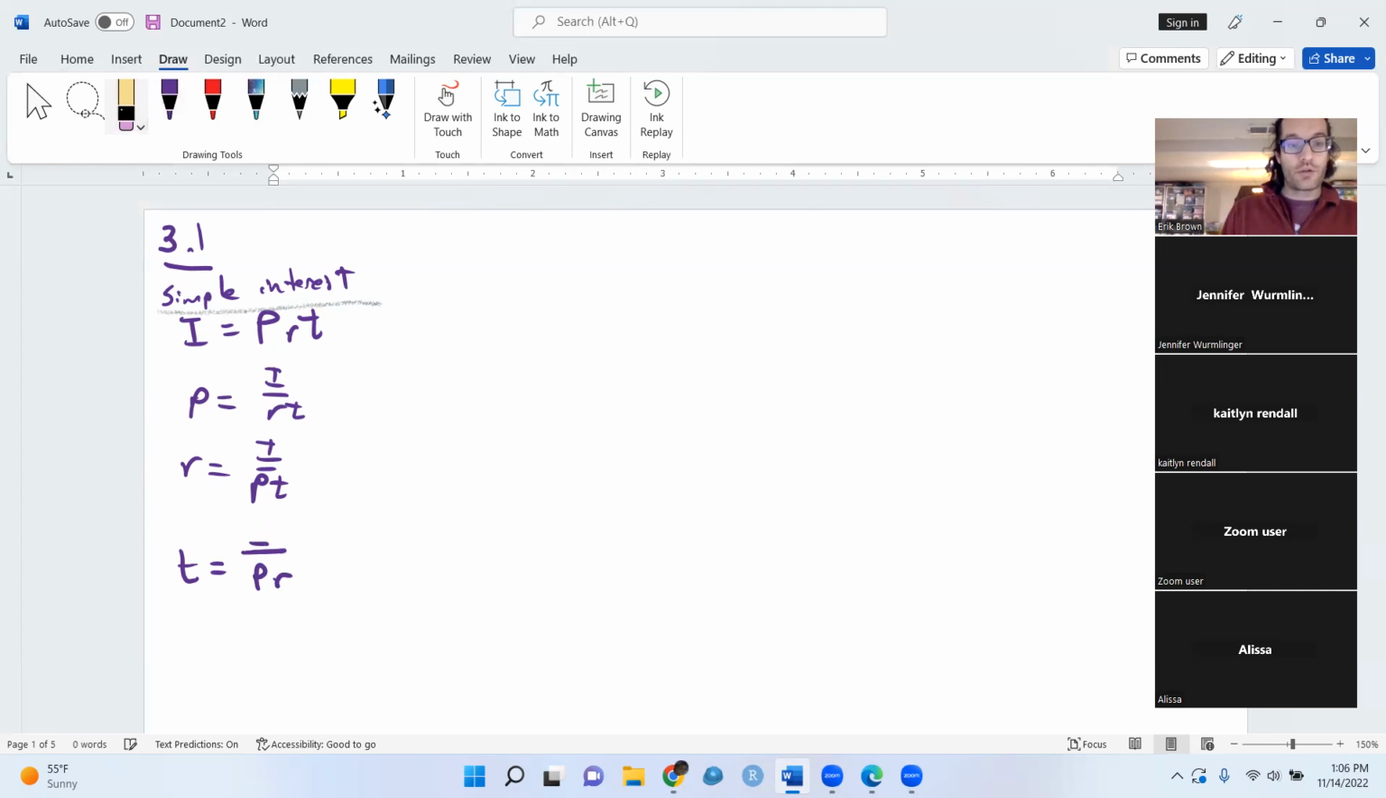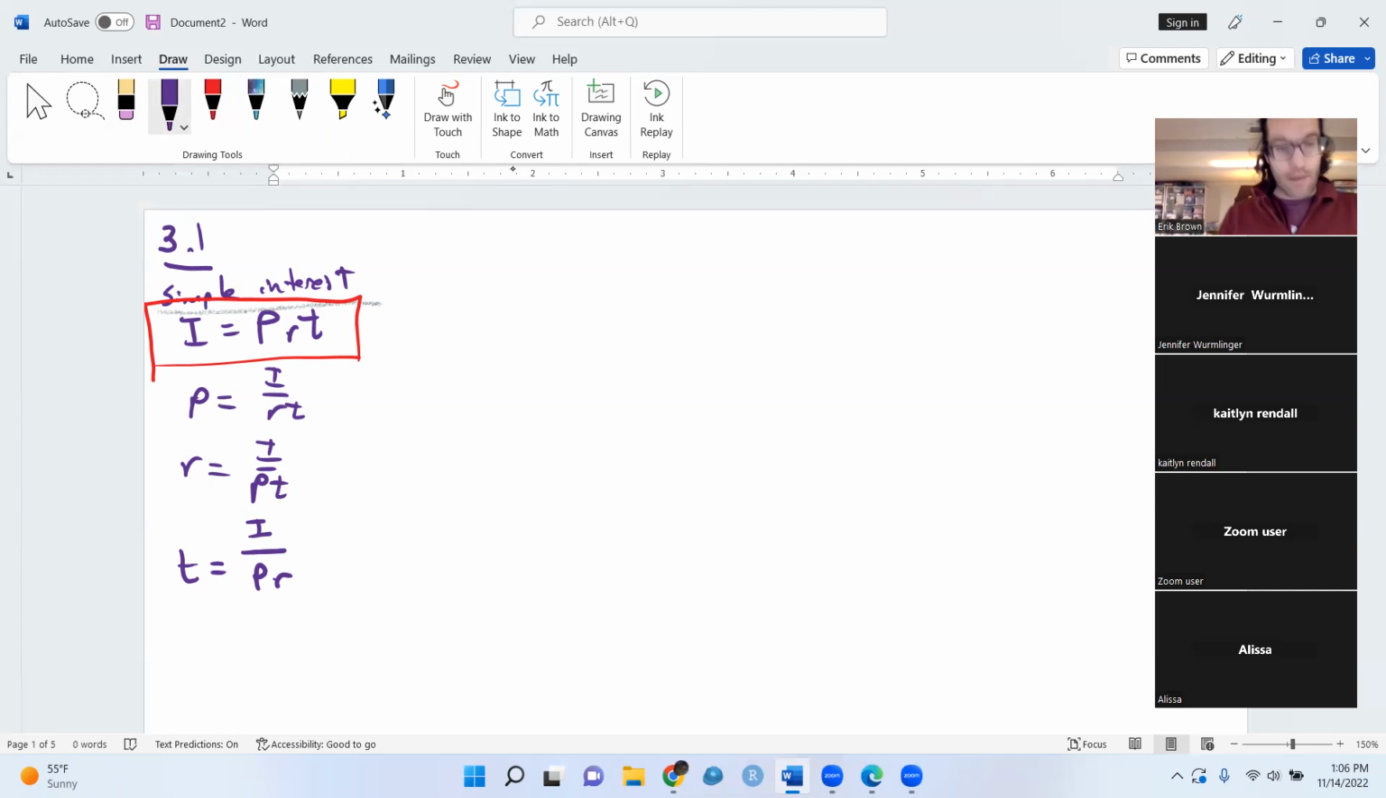There were questions where you were given 3 of these 4 items, and you were to find the 4th one. And mostly in the textbook, you just did it through algebra, right? You wrote the things in here, and then you divided by the pieces. But you could also just know these different versions of it.